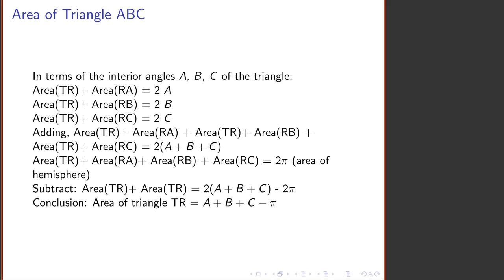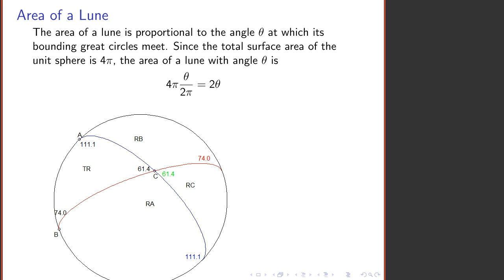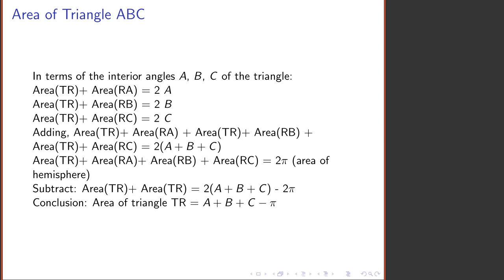So now I'm going to add these three equations together. On the left, I get TR plus RA plus TR plus RB plus TR plus RC. On the right, I have twice A plus B plus C. But if you look back at the diagram again, you can see that RA, RB, RC, and TR together form a hemisphere, and therefore the sum of their areas must be equal to 2 pi.